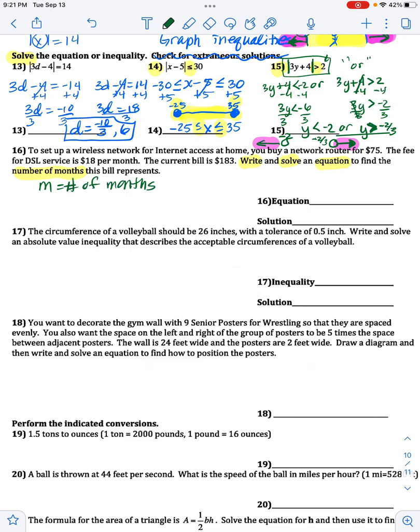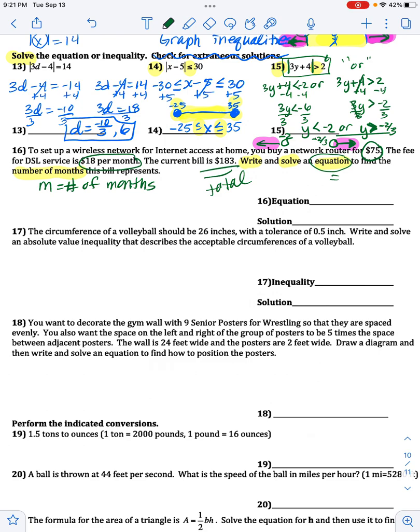Okay, so what are we going to need in this one? To set up a wireless network for internet access at home, you buy a router for $75. The fee for the service is $18 per month. So that's going to mean times the number of months. And then the total is going to be 183. And since it says equation, I know I need an equal sign. So my equation is for my cost.